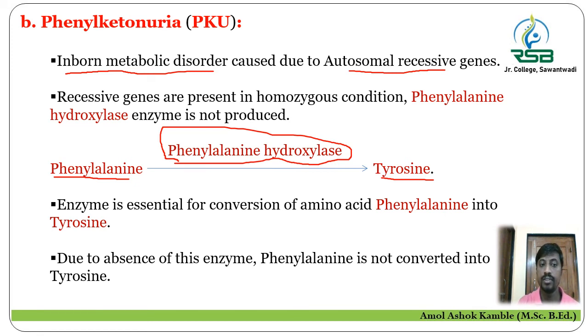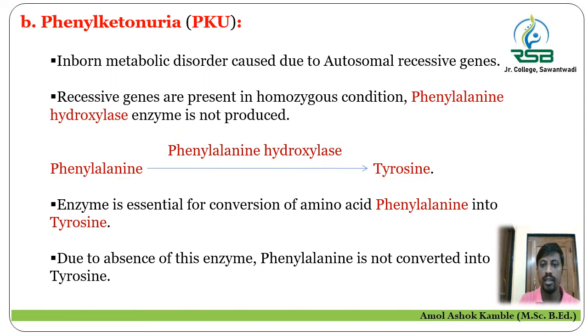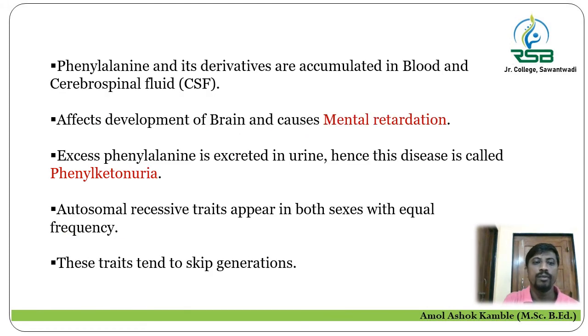Due to failure of this conversion of phenylalanine to tyrosine by the enzyme phenylalanine hydrolase, that phenylalanine, it particularly accumulates in the body parts like the blood and cerebrospinal fluid.